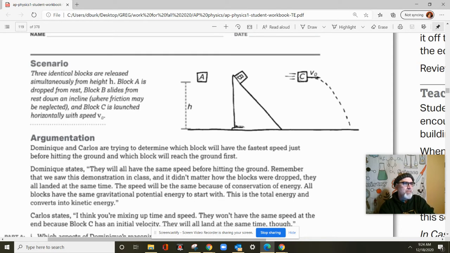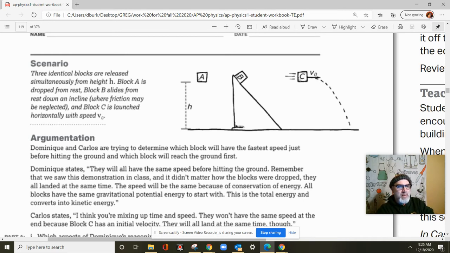So they're going to argue about which ones are faster at the end and which ones have the most energy and which ones land first. So let's just talk about A, and let's talk about getting to the ground first. So B is going to take longer to get to the ground. And the reason B is going to take longer is because the time it takes to get to the ground is based on your acceleration due to gravity, or your acceleration, period.